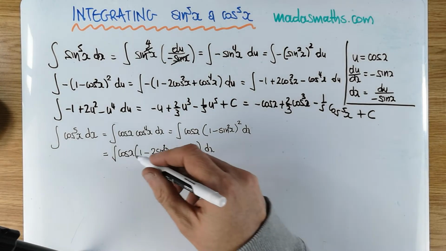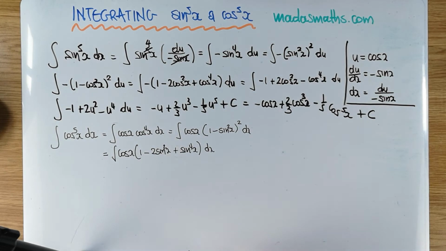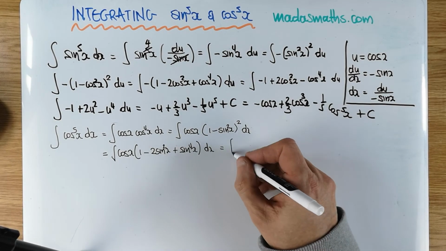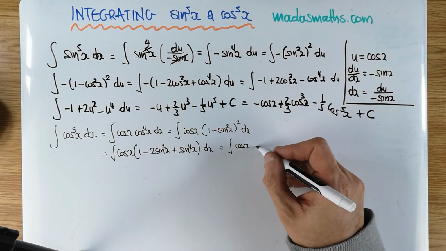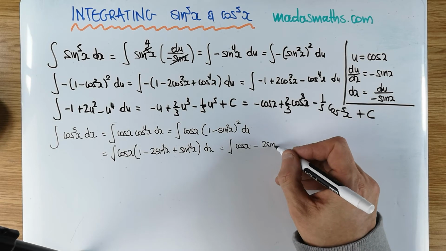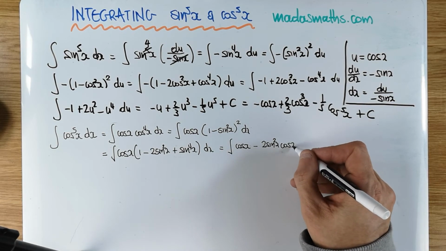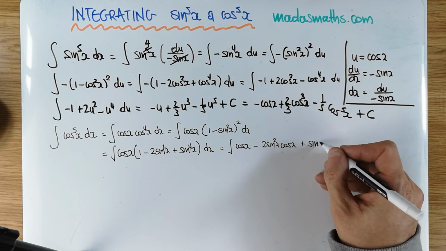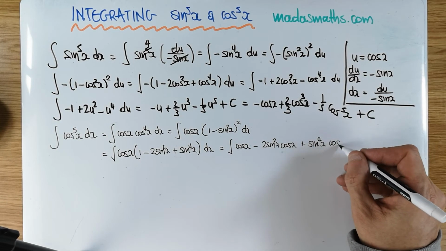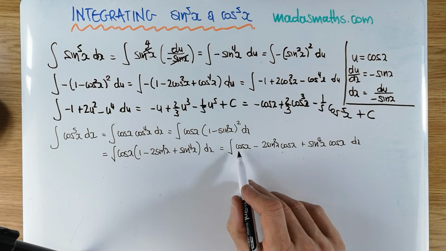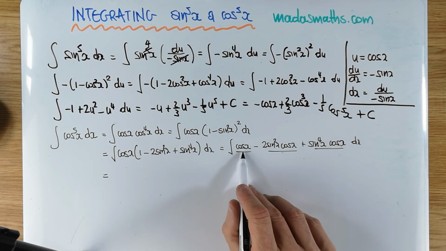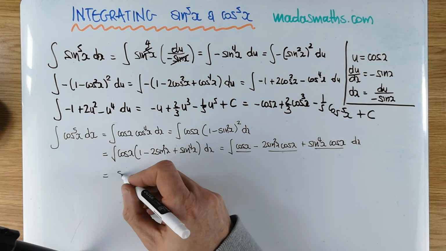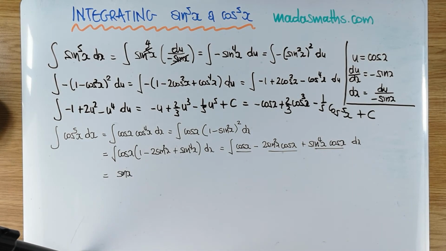And now we can either leave it like that and integrate, but probably it's better if we multiply it out term by term. So that's the cos of x minus 2 sine squared of x cos of x plus sine to the 4 of x cos x dx. Now all of these are integrable because the first one is not difficult. It comes from differentiating a sine. Sine differentiates to a cos, and that's all good. There's nothing to do.